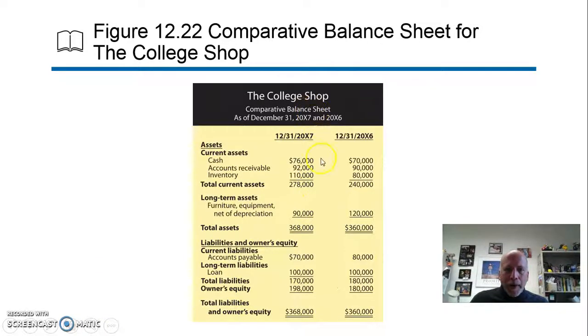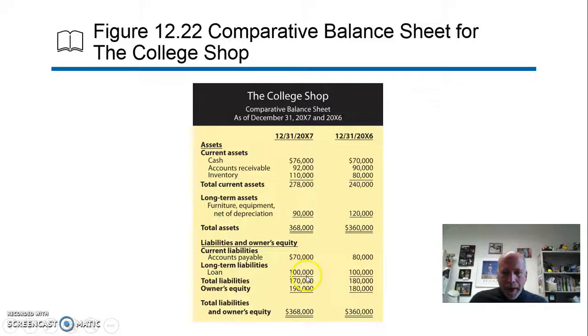Here's a comparative balance sheet. Same type of purpose, to understand how things look this year versus how things looked last year. So we have a little more cash, a little more inventory, and a little more accounts receivable. So our assets are up. Our long-term assets are down, but our overall assets are up this year versus last year.